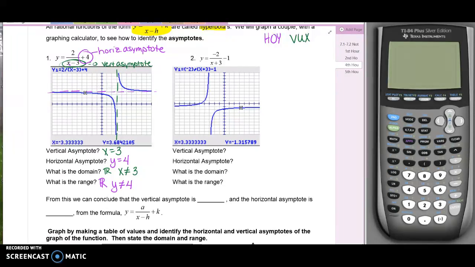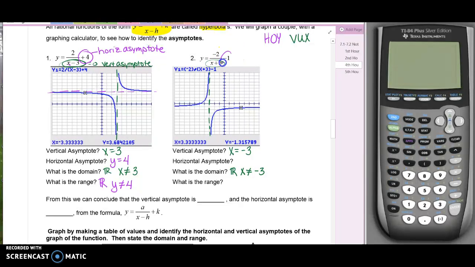If we focus on the equation for number 2, where the denominator would equal 0 is going to be your vertical asymptote. So what number plus 3 is 0? Negative 3. Our vertical asymptote is going to be at negative 3. Negative 3 is the x value that would make the denominator equal 0. And if you check on your graph, if we try to put in a line at x equals negative 3, yep, that is the asymptote. If the vertical asymptote is x equals negative 3, that means the domain is real numbers except x cannot equal negative 3.